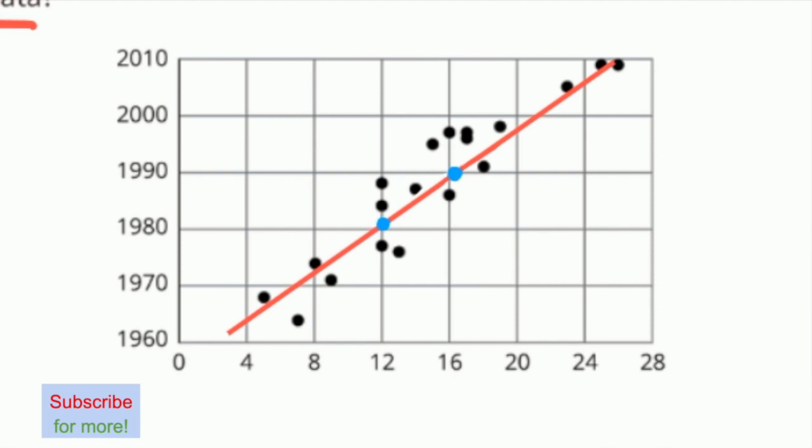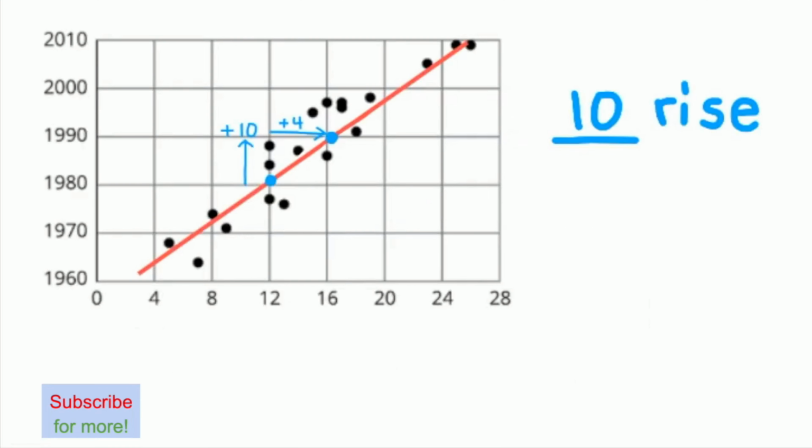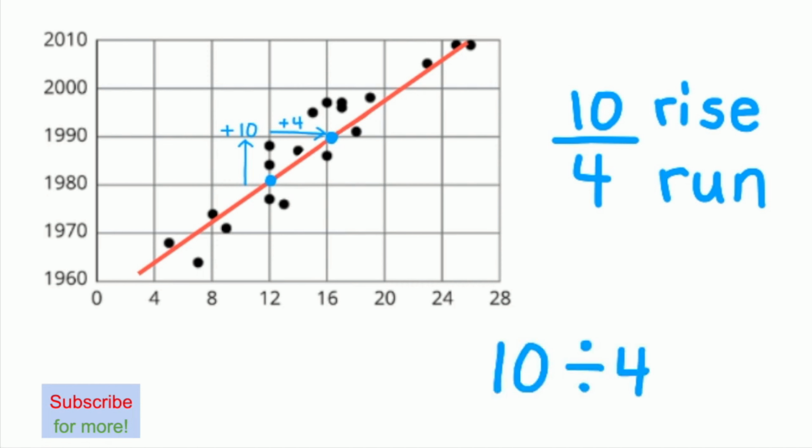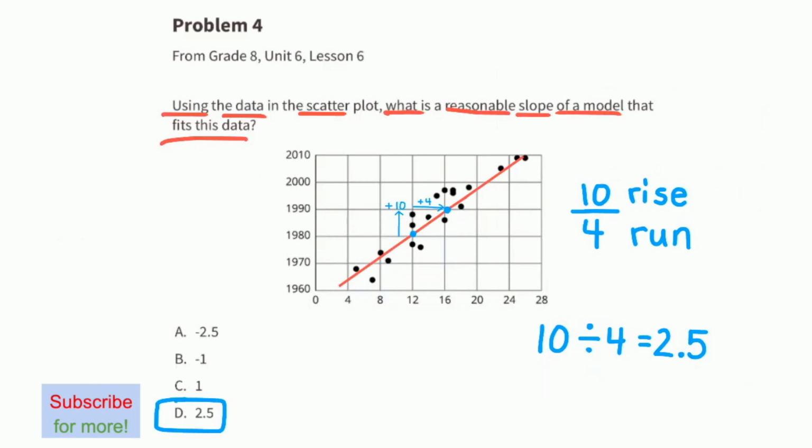Remember, to find the slope of a line, you use the rise over the run. And in this case, the rise goes from 1980 to 1990. So the rise is plus 10. And the run goes from 12 to 16, which is plus 4. So the rise is 10 and the run is 4. The slope is 10 over 4. Since 10 divided by 4 is 2.5, then we can say that the slope of this line is approximately 2.5.